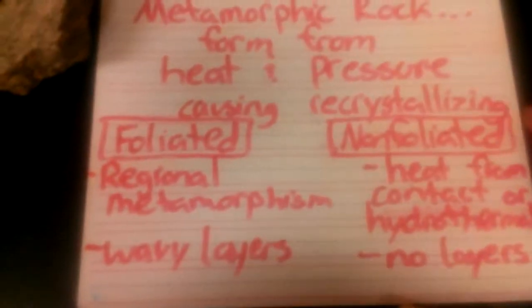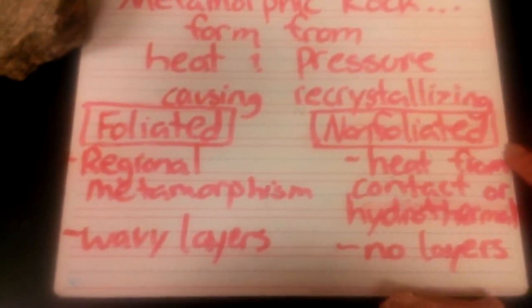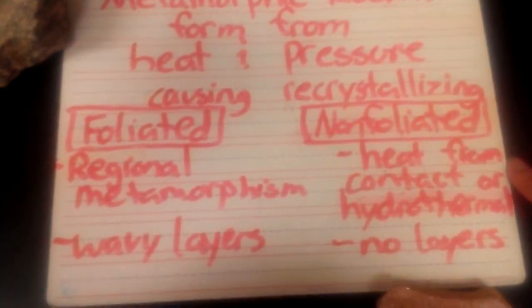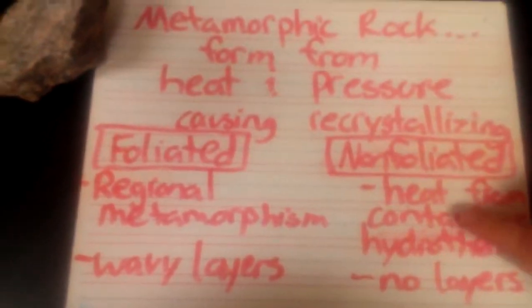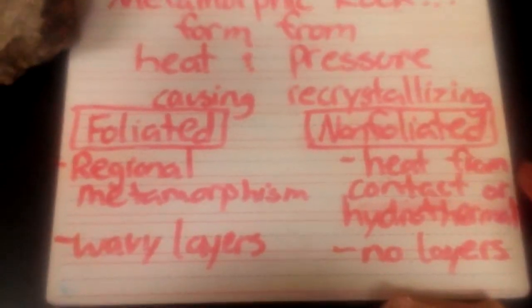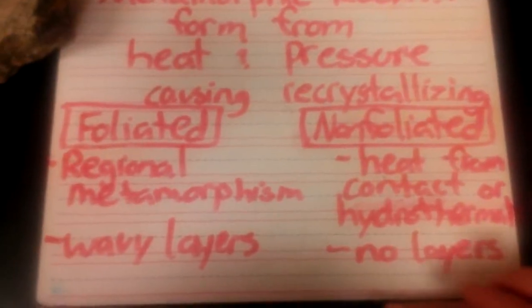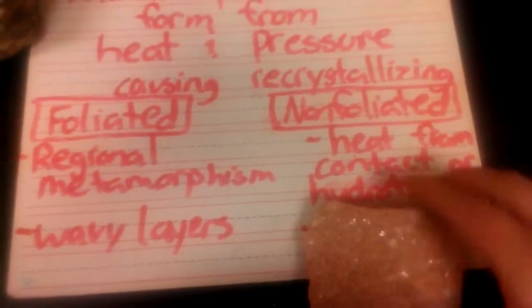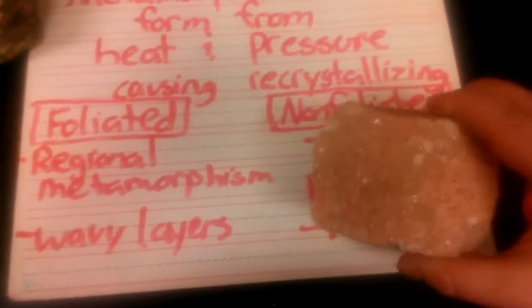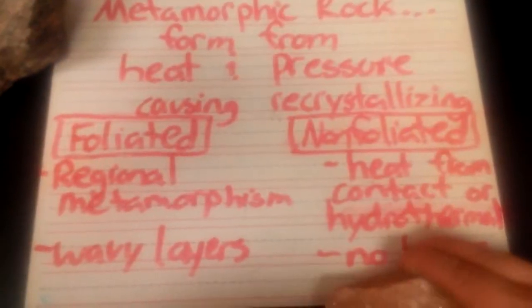Now, non-foliated metamorphic rocks are forming from heat for the most part, and sometimes from contact with hydrothermal contact metamorphism or just regular contact metamorphism. But either way, we're talking volcanic generally. There aren't any layers. This nice example here is marble. This is a pretty pink marble. It's kind of hard to tell here, but it's pink. And you can see that there are large crystals. It's been recrystallized. It's nice and sparkly.